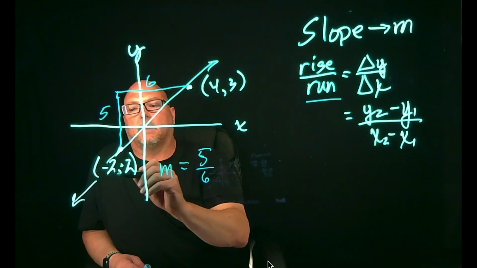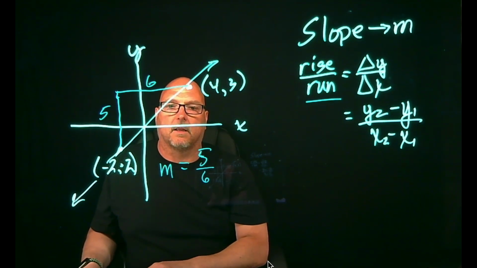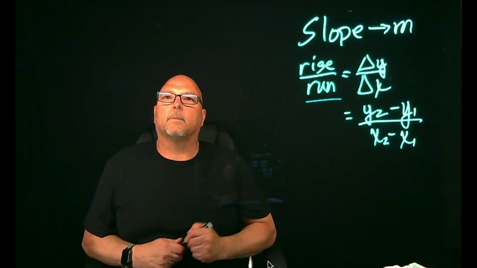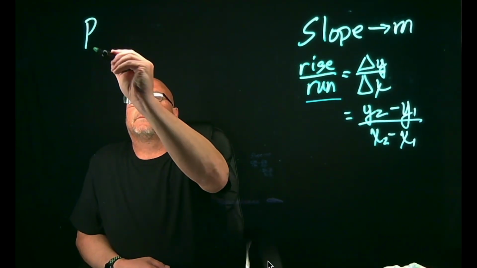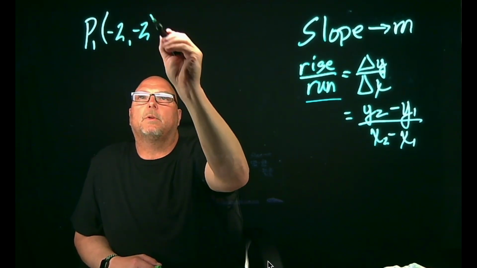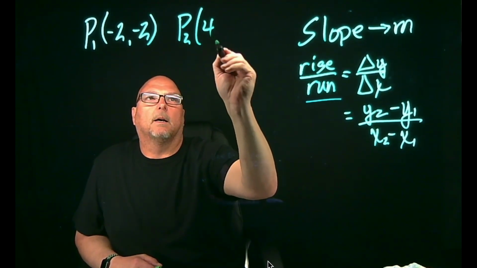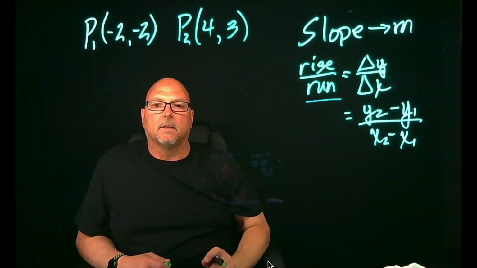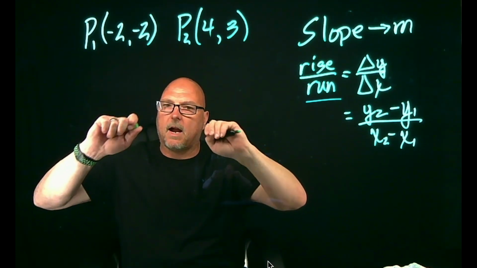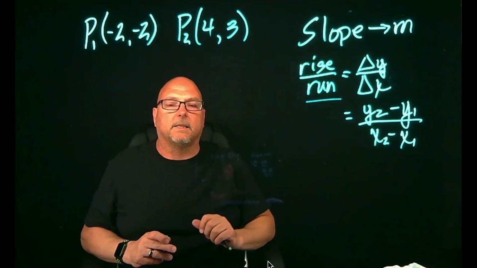So suppose I didn't have graph paper to graph this on. What would I need to do? Let me show you how the formula here works. One of my points, call it point 1, was -2, -2. And I had another point, call it point 2, 4, 3. So if I wanted to find the slope of a line that went through those 2 points, because I don't always have graph paper, and they could be very large points that are not easy to graph.